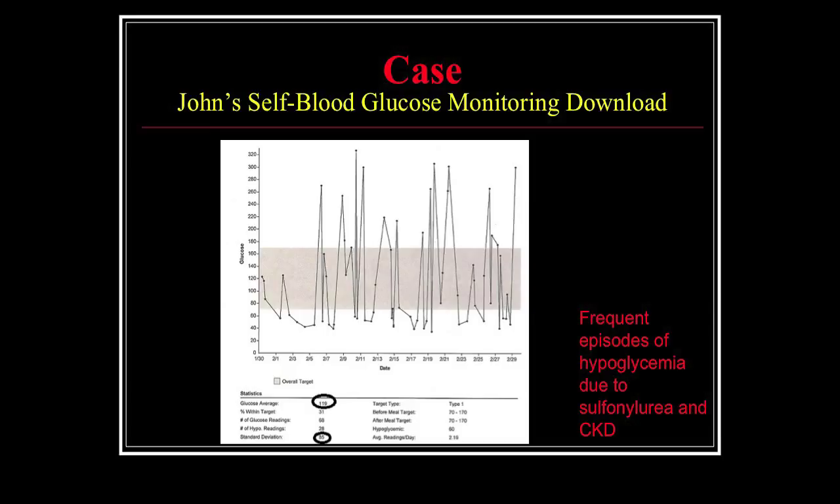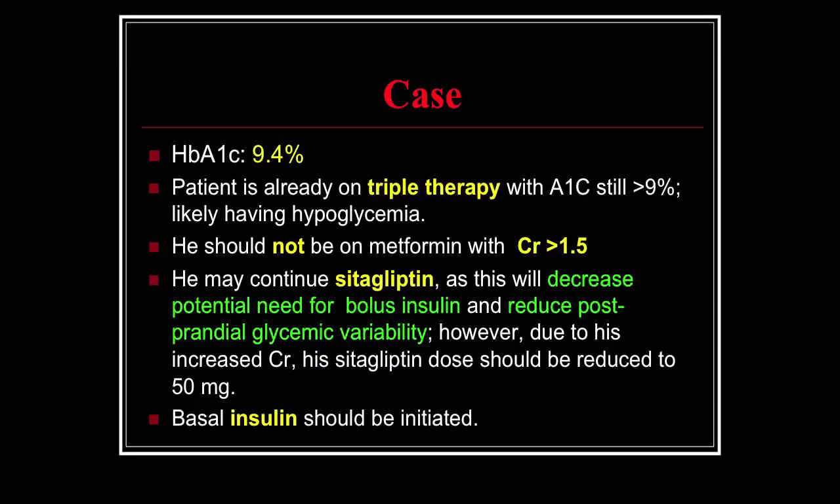I think these are the classic symptoms of hypoglycemia, and this is the self blood glucose monitoring, which shows many hypoglycemic episodes. As you see, many of the values are below 70. The reason is chronic kidney disease, and also he's on almost the max dose of sulfonylurea, glimepiride. Again, A1C 9.4, triple therapy, and no success. Then we have to do two immediate changes.